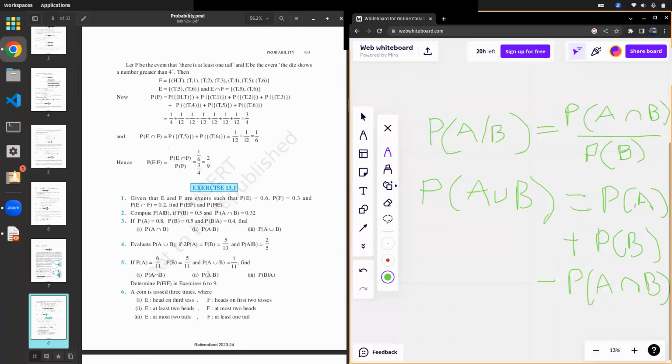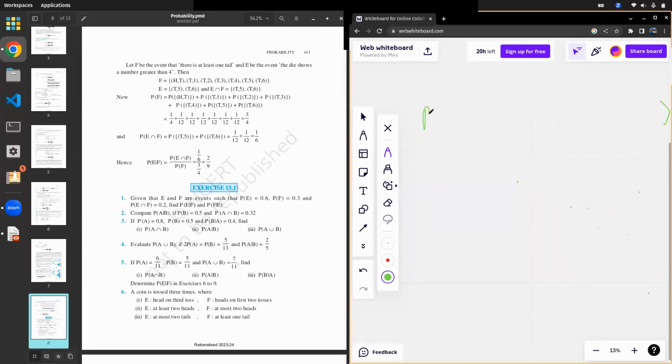So the fifth question is also similar to what we have done previously. We have to first find the probability of A intersection B, then A given B, then probability of B given A. In questions 6 to 9, we have to find the probability of event E given that F. So we will find the values of this probability. First we have to find the probability of F in this question. Then we have to find the probability of E intersection F. After finding these values, we will get our required answer.